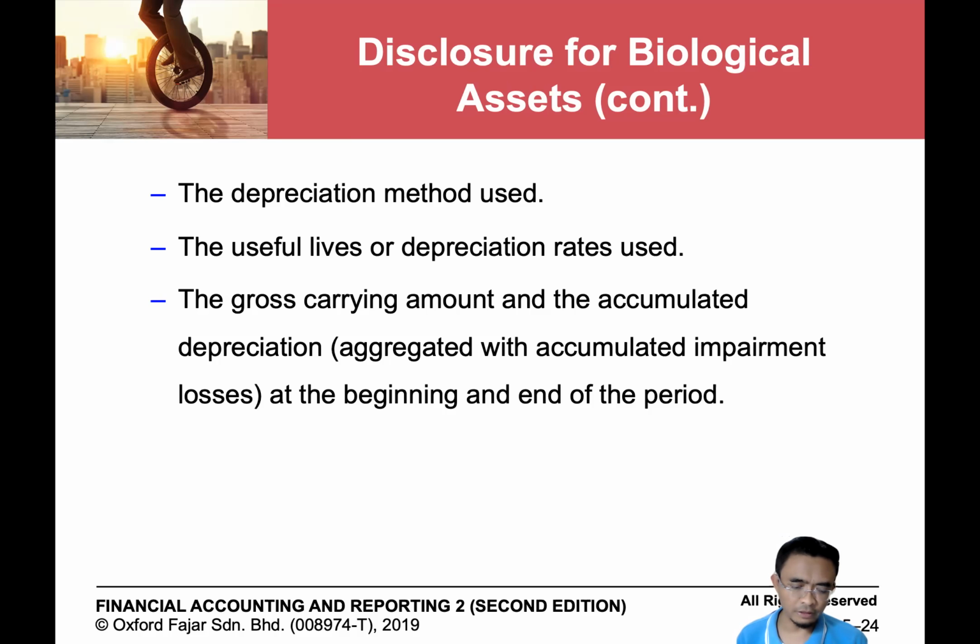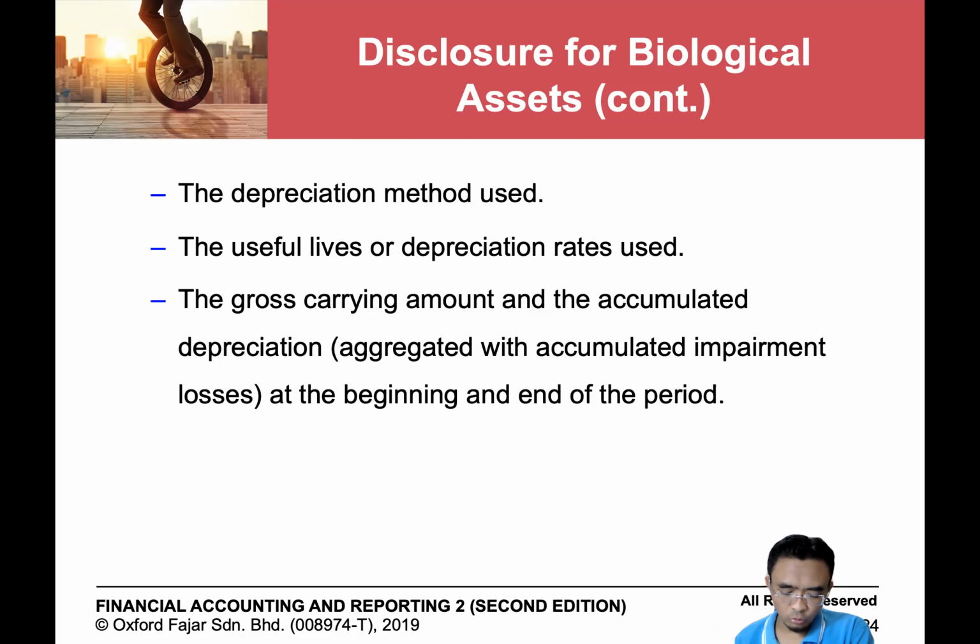Tengok balik page 158 at the bottom. Dia kata the following plants are not considered as bearer plants. Apa dia? Plants cultivated to be harvested as agricultural produce. Contoh, trees grown for use as lumber. Pokok balak lah contoh. Pokok balak is not considered as bearer plant because the tree itself will be harvested. The plant itself will be harvested. Satu. So they are not bearer plants.